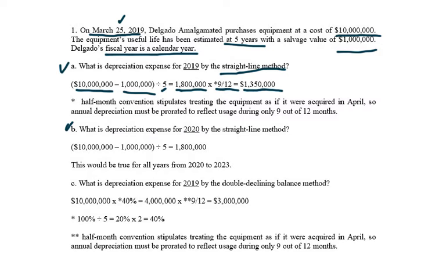Now what if we talk about 2020? Well, this is easy. In other words, 2020 is going to be what we already calculated, the annual straight line depreciation of $1.8 million. And remember, this is going to be the true amount of depreciation on this asset for the next several years. So for 2020, 21, 22, and 2023.